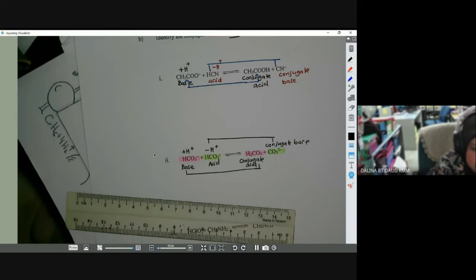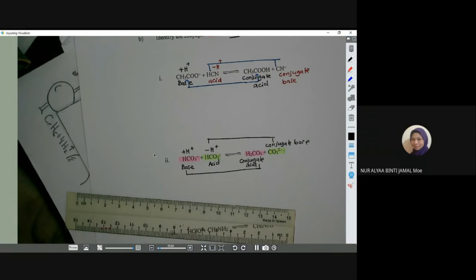Ya, Alia Jama keluar masuk. Internet lost ke? Internet lemah kat rumah? Lah, hai kesiannya. Okay.